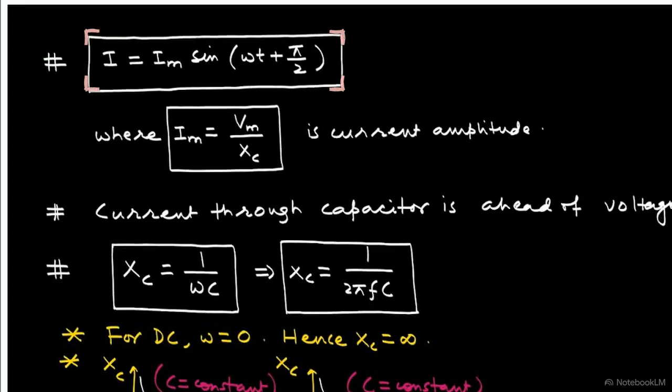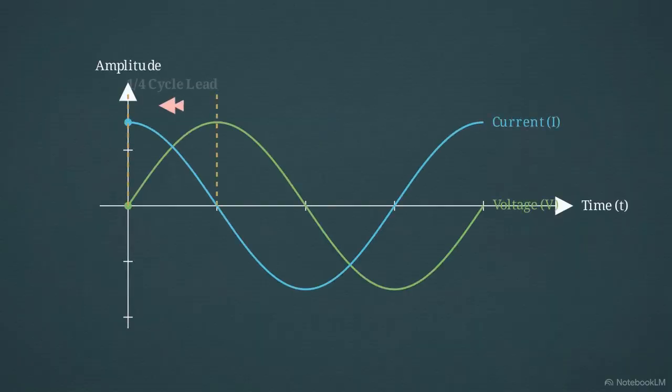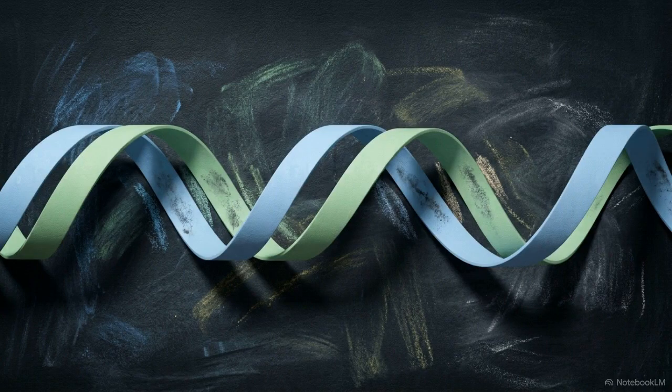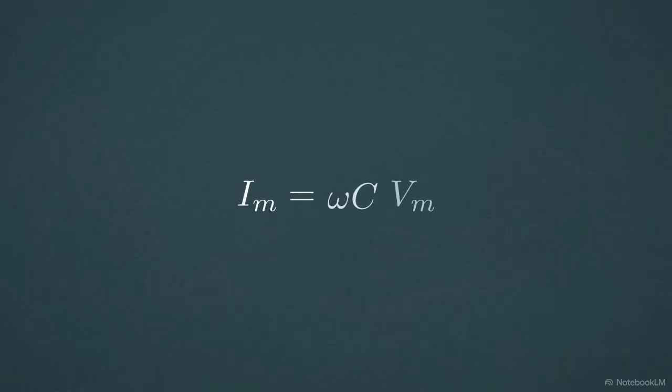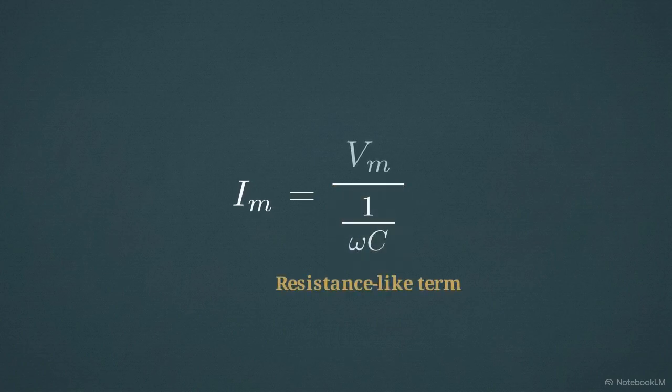This finalized equation for current, shown here in the top box, includes that positive pi over 2 phase constant. This shift indicates that the peak current occurs a full quarter cycle before the voltage reaches its own peak. In a pure capacitor, the current leads the voltage, creating a permanent offset between the two signals. If we isolate the current amplitude, I sub m, we can rearrange the variables to resemble Ohm's law, where current equals voltage divided by a resistance-like term.